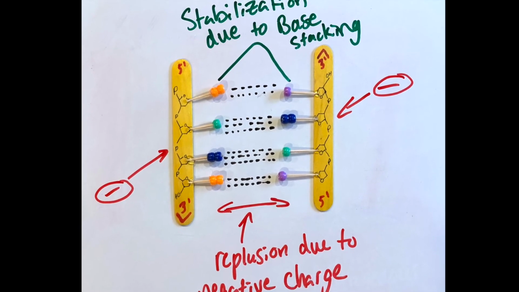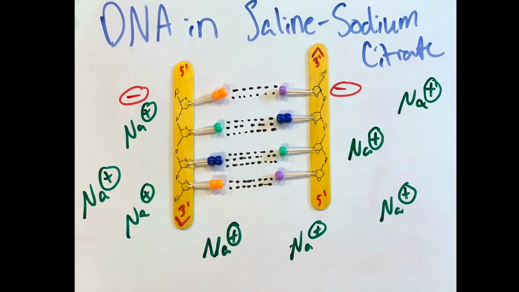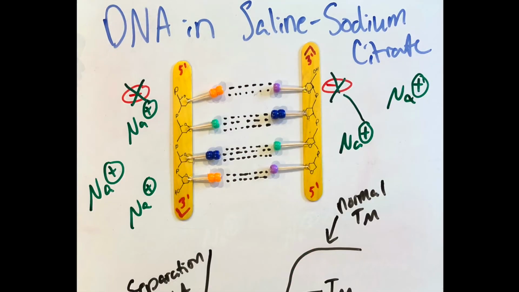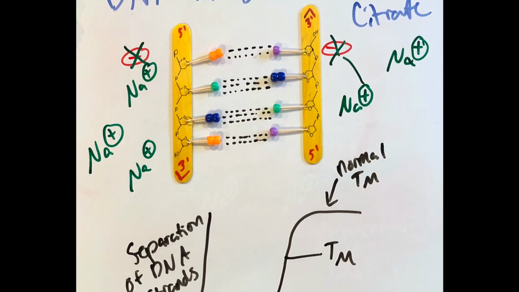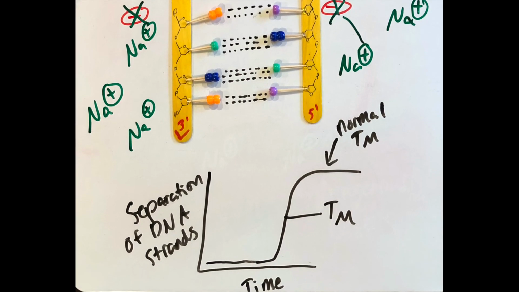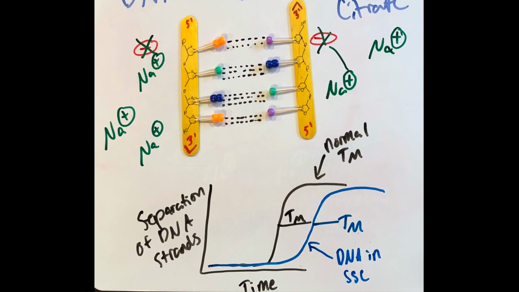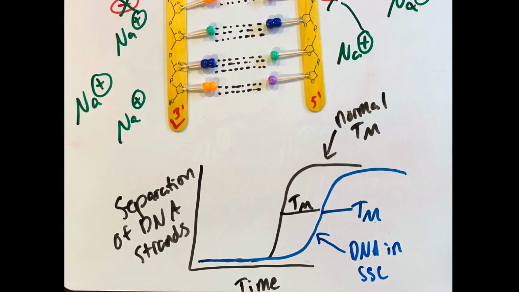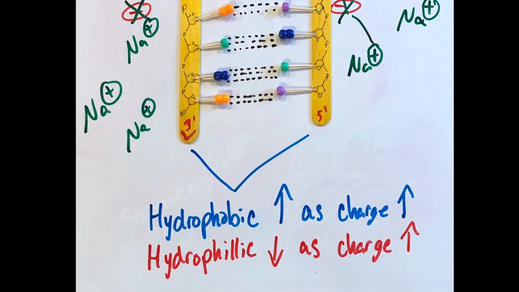We can measure the effect of negatively charged strands by placing DNA in a high concentration salt solution, such as saline sodium citrate buffer, which will partially neutralize the negative charges. Then, we can quantify how stable DNA is by measuring the midpoint of denaturation, Tm, where half of DNA has been separated into single strands. With less negative strands, stabilizing forces such as base stacking will be more effective, and it will take longer for DNA to separate into single strands. In addition, strands of DNA will become less hydrophilic, or water-loving, and more hydrophobic as they lose their negative charge.